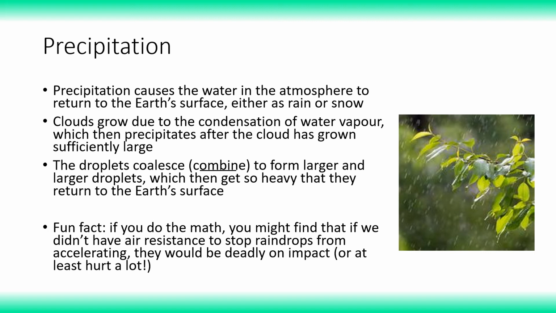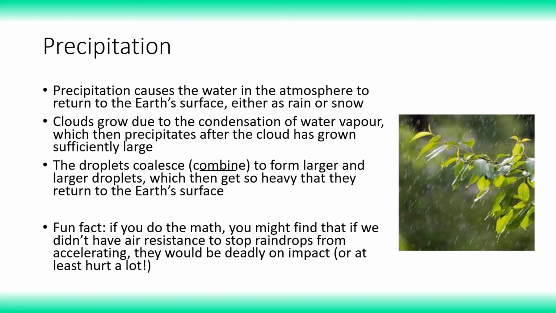And of course, if it's colder, then they'll come back down to the ground as snow. And so precipitation is the mechanism that lets the water come back down to the surface after being super high up in the atmosphere. And there's a fun fact.